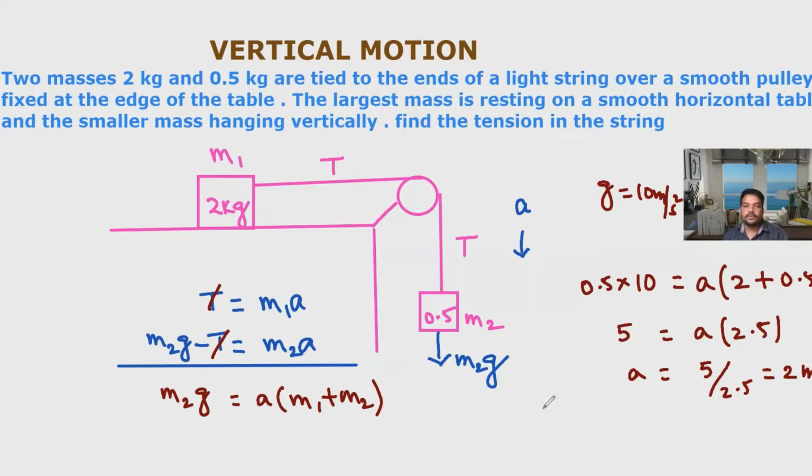Now let's find the tension. Force T is equal, according to equation 1, T equal to M1 into A. M1 is 2, into A is 2. Tension force is 4 Newton.